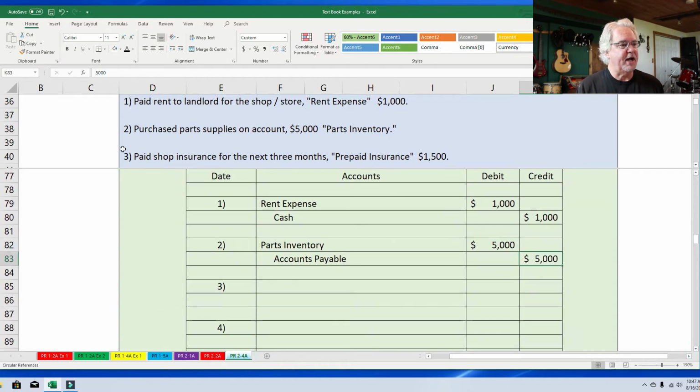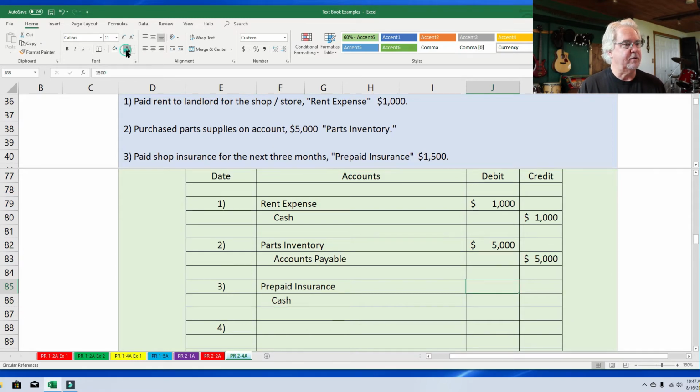Number 3, paid shop insurance for the next 3 months. Prepaid insurance, $1,500. So Fred is, instead of buying parts inventory, he's buying insurance, prepaid insurance. And he probably paid cash. So whenever you pay cash for something, you list cash second.